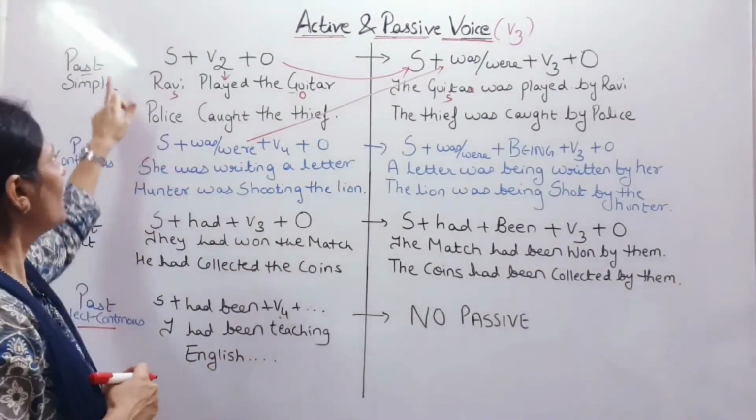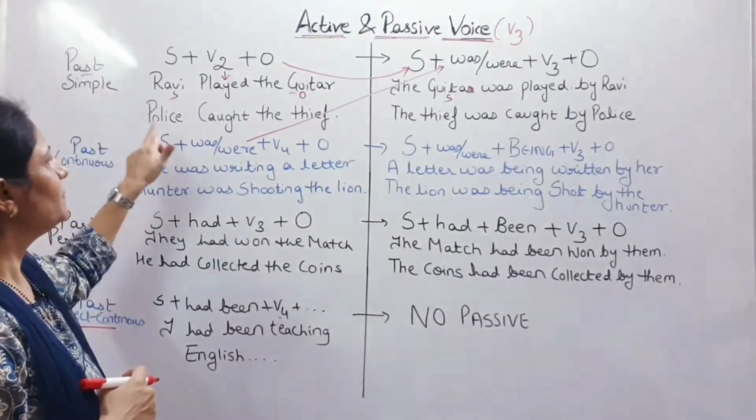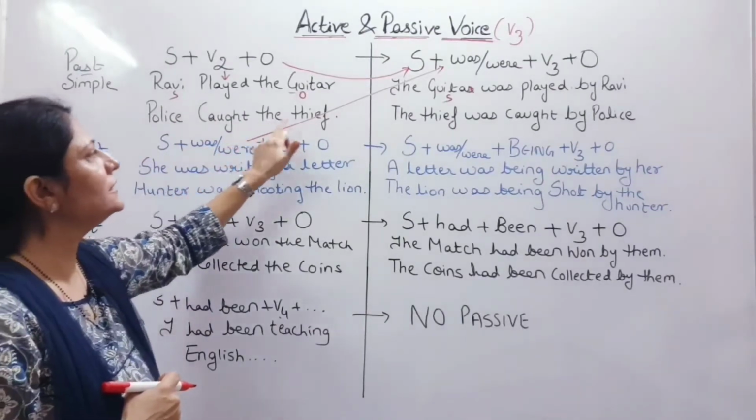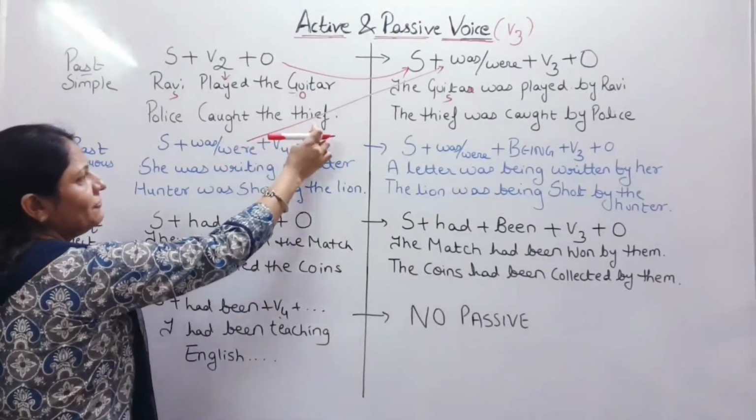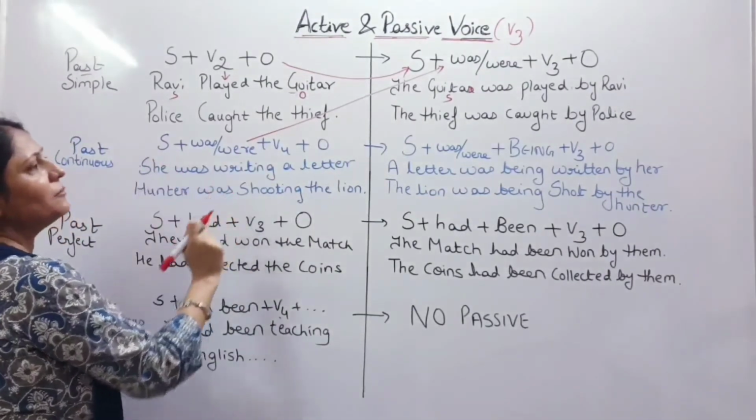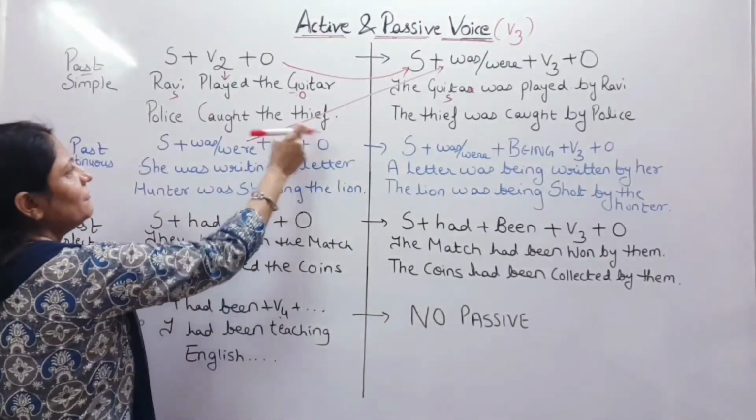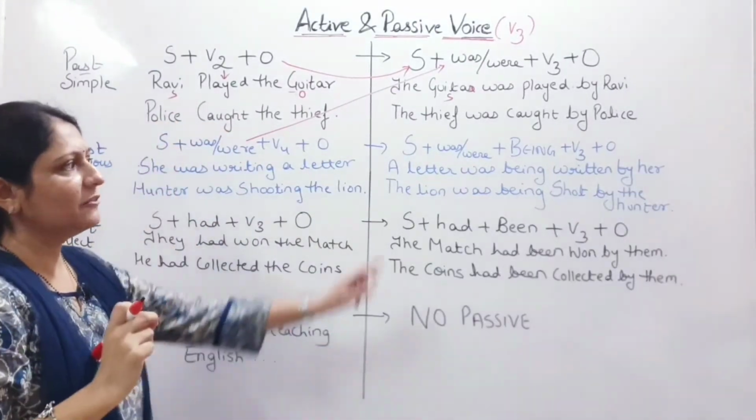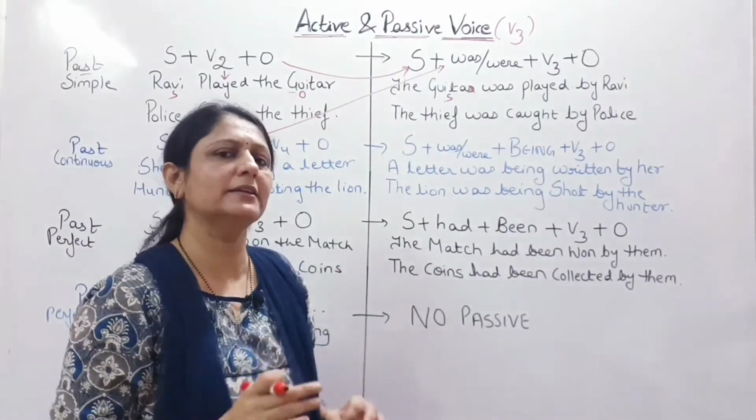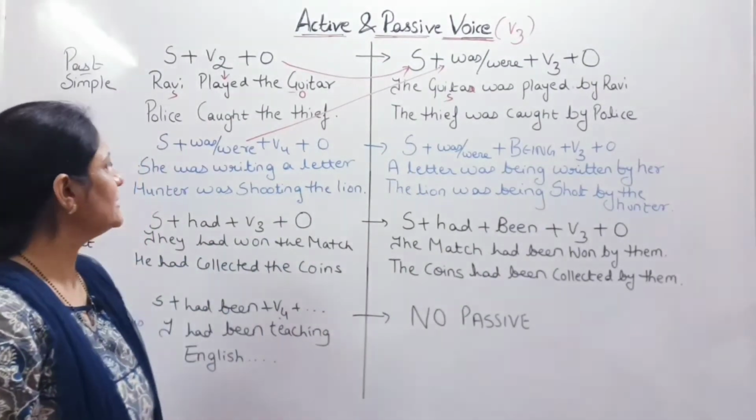Another sentence of simple past tense. Police caught the thief. Without looking, very easily we can change. The thief singular है, इसलिए क्या लगाया हमने? Was. The thief was caught by the police. We can say by police or by the police. Both the ways it is clear.